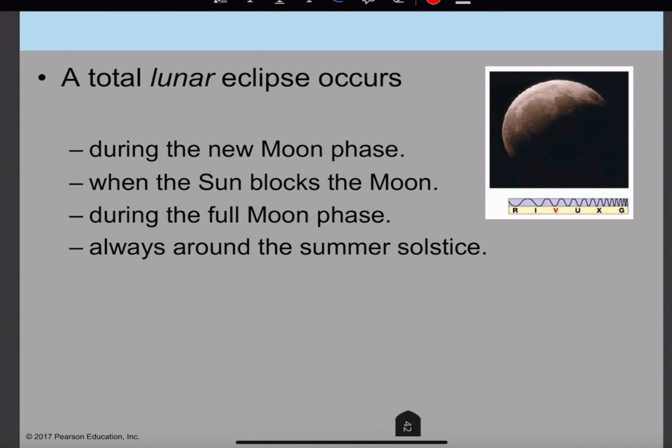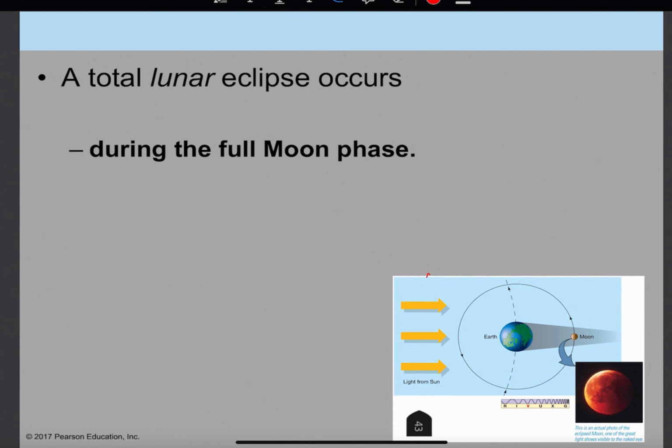Okay, next question. Total lunar eclipses occur when? Okay, so total lunar eclipses occur during the full moon, when the moon passes inside the Earth's shadow.